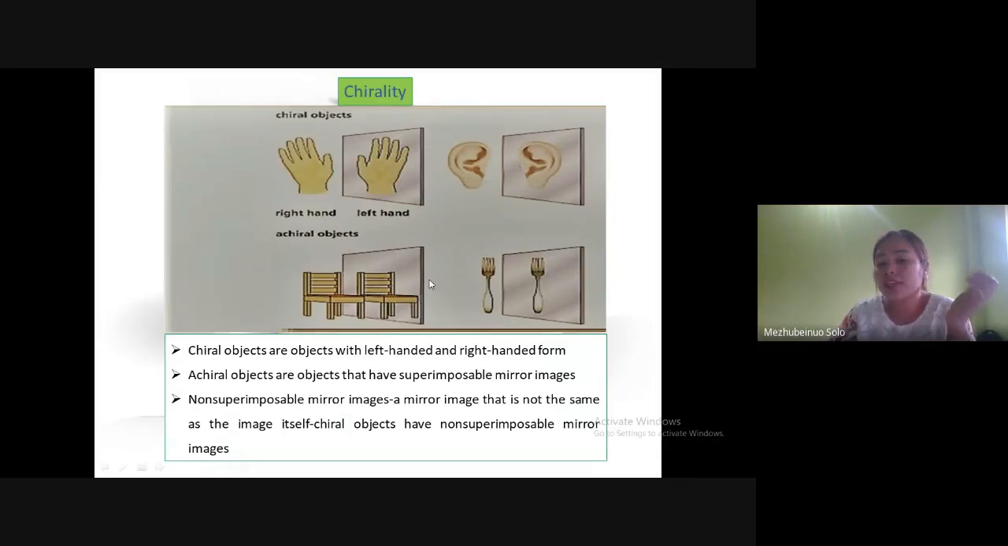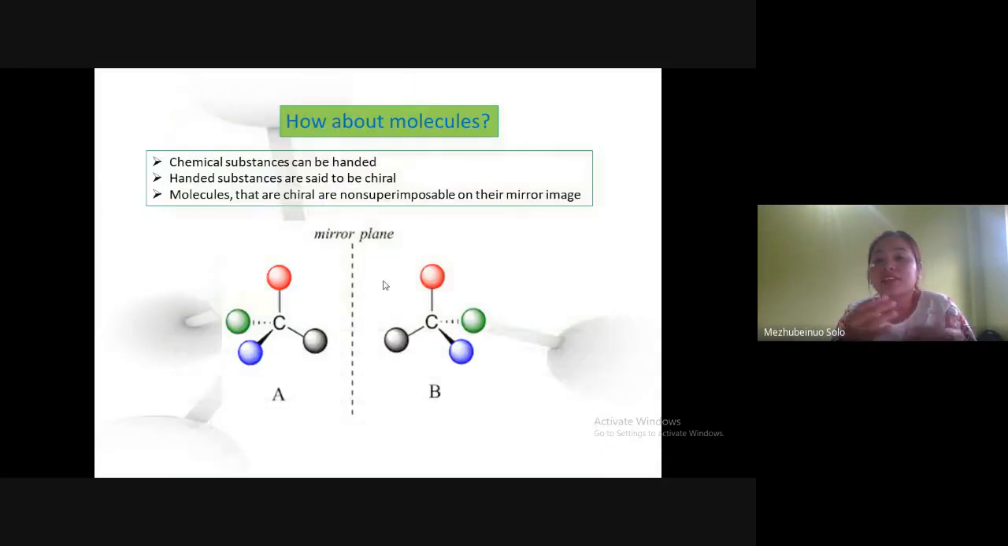As examples of achiral objects here I have given a chair and spoons, where we can clearly see the mirror image and the image are indistinguishable from one another. So these other types of objects are called chiral objects. So let us find out about the molecules also. See, these molecules are also like these chiral objects that have left-handed and right-handed forms. So these handed substances are said to be chiral, and these chiral molecules are non-superimposable on their mirror images, like the chiral objects.